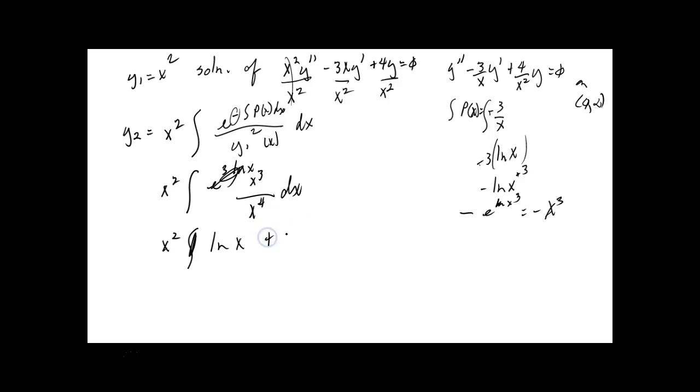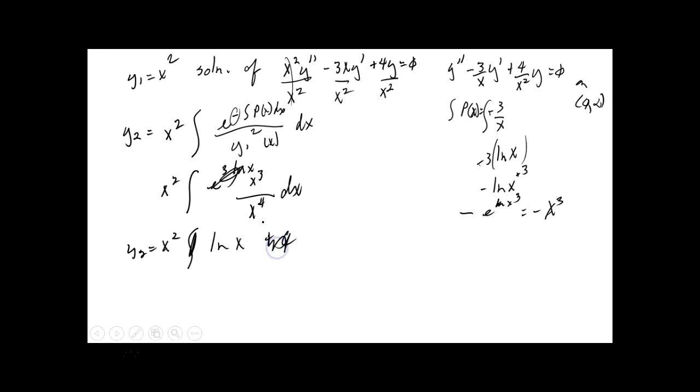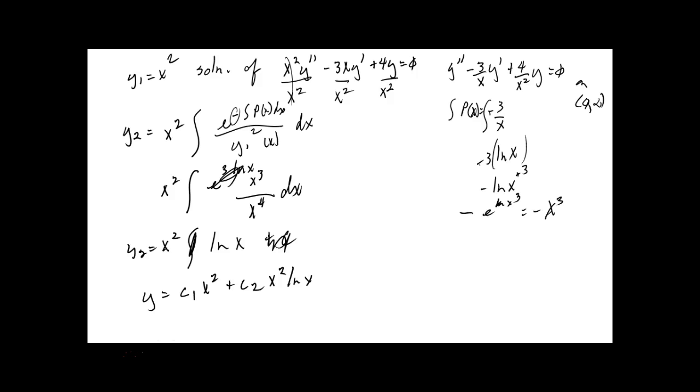And I guess somewhere in here we have a plus c, or they just leave those off. I don't know what they do with them. So it's just x squared log x. So there is our y2. And here's what they do with the constants: they just wait and put them in now. So your general solution, y, is equal to c1 x squared plus c2 x squared log x. And that's how they leave it.